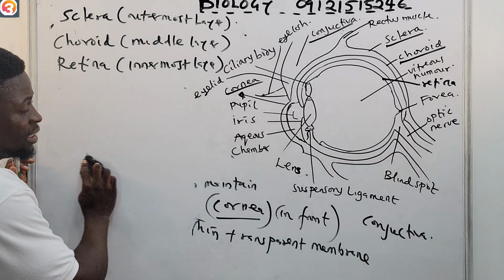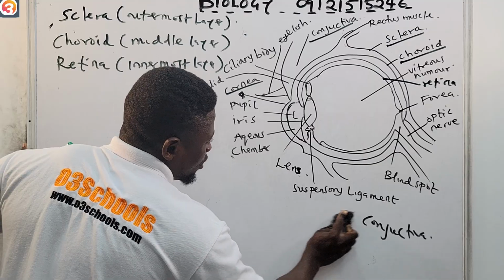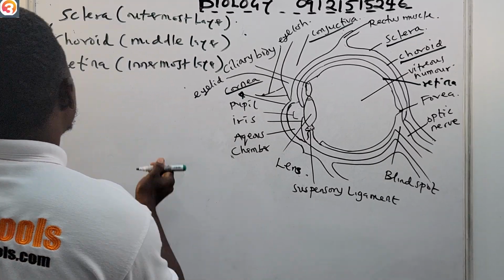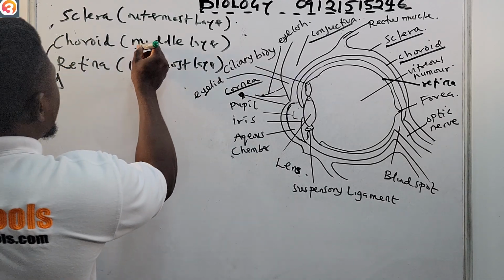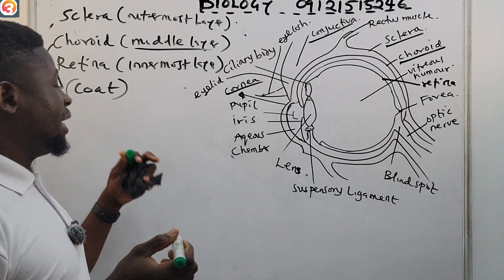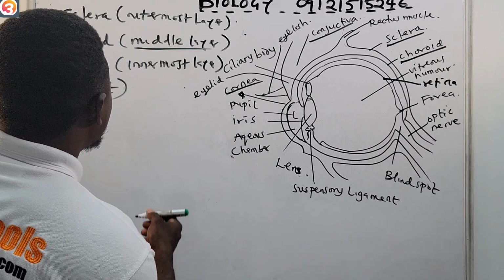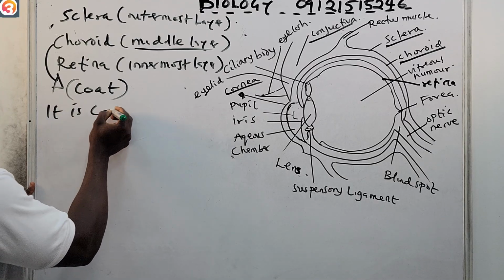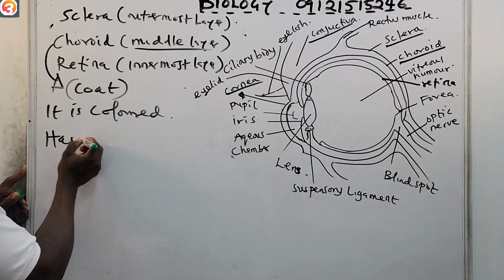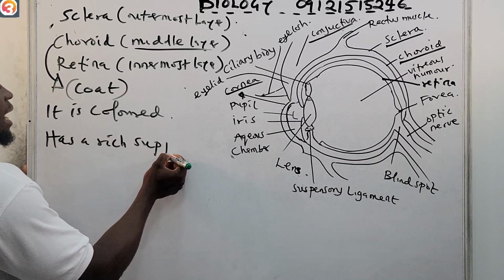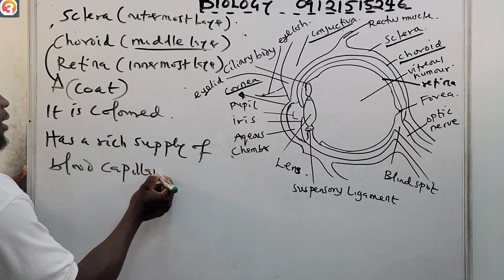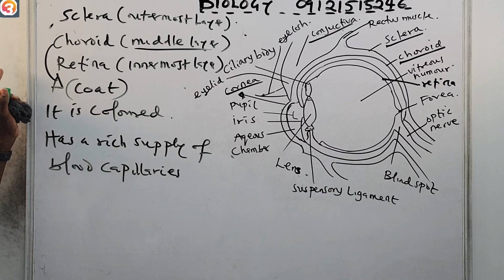Now the choroid is colored, and the reason why it is colored is because it has a rich supply of blood capillaries. The choroid layer, the middle layer, is also called the coat, C-O-A-T. I said that it is colored because it has a rich supply of blood capillaries.